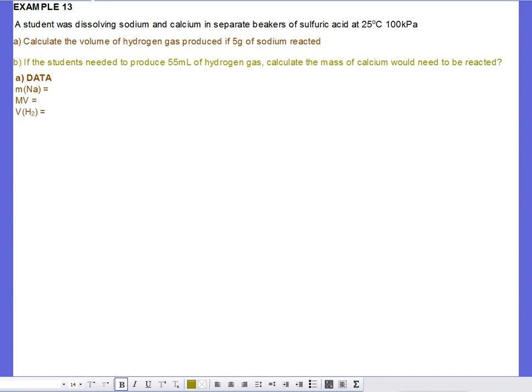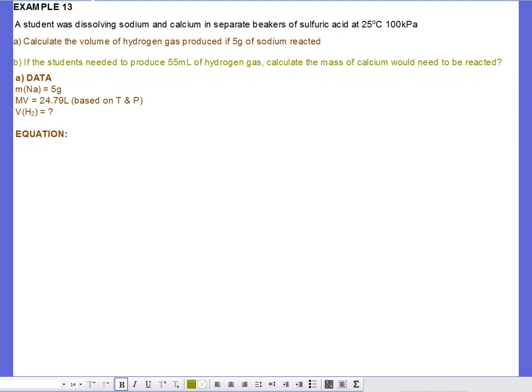First of all, we always write down our data for the first question. See if you can write the data down for this question. If you want to pause it, you're more than welcome. And what you should have got is that there are 5 grams of sodium. The molar volume is 24.79 based on the temperature and pressure, and we're trying to find the volume of hydrogen.